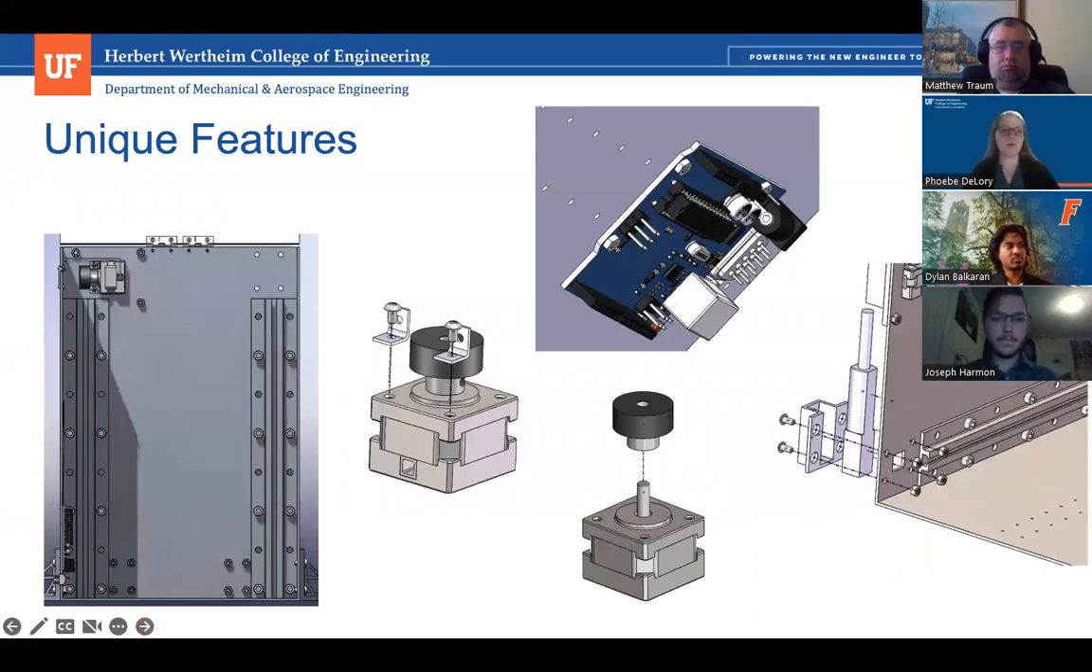So to recap a couple of our unique features from our design, we have rails on the inside of our housing that interface with our air group's T-slots, as well as a unique flywheel motor assembly for our launching system. And our door subsystem utilizes a linear actuator motor, as well as the rest of our subsystems utilizing an Arduino for interfacing with each other.